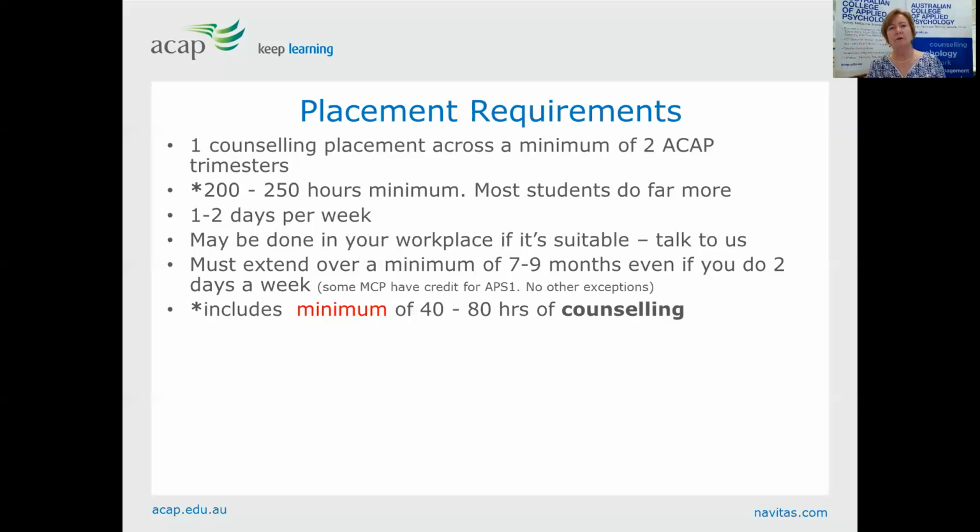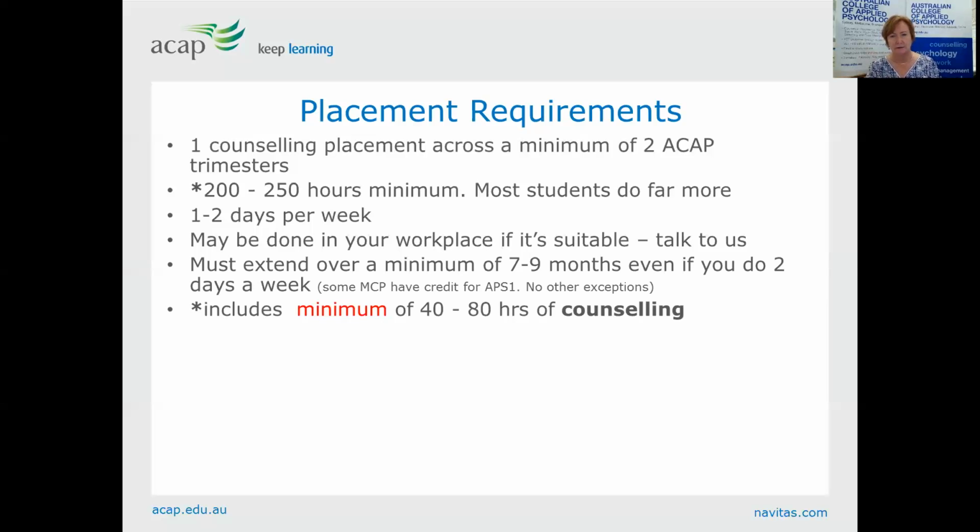Now, your placement will include a minimum of 40 to 80 hours of counselling. Counselling, there's different activities that we say count for counselling hours. Now, all that information is in Sonia online. It's a bit complicated. I'm not going to go into it here. And you don't need to know just yet, but you will need to know closer. And at that point, go into Sonia and read all about what is counted as counselling hours and what isn't counted as counselling hours.